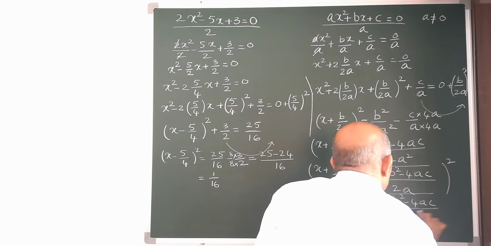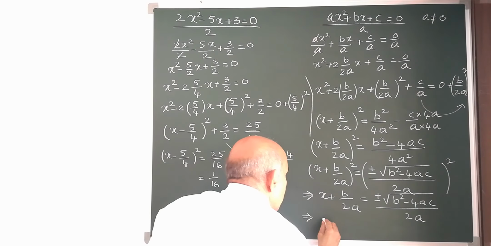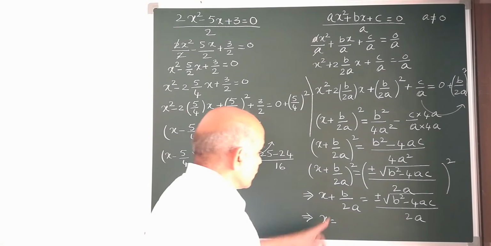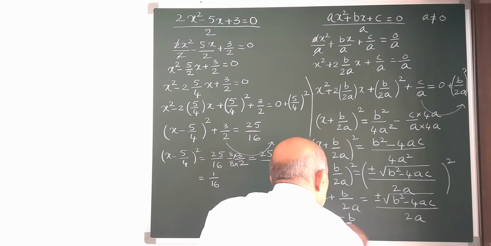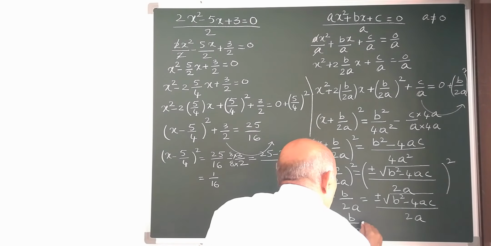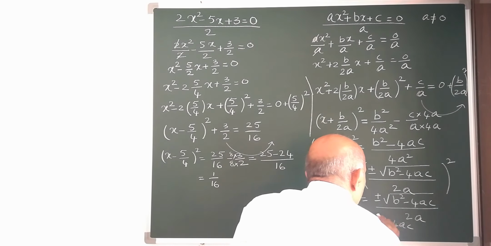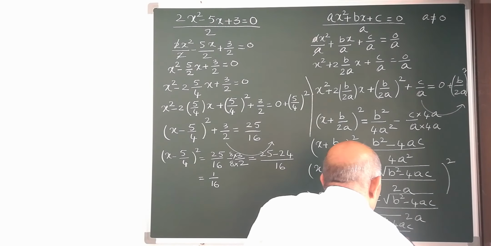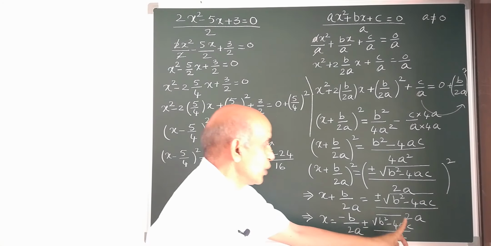whole divided by 2a, which implies x is equal to this b by 2a, we will transfer that side, it becomes minus b by 2a. Already we have this plus or minus root b square minus 4ac divided by 2a. So with plus we get one root, with minus we get one root.